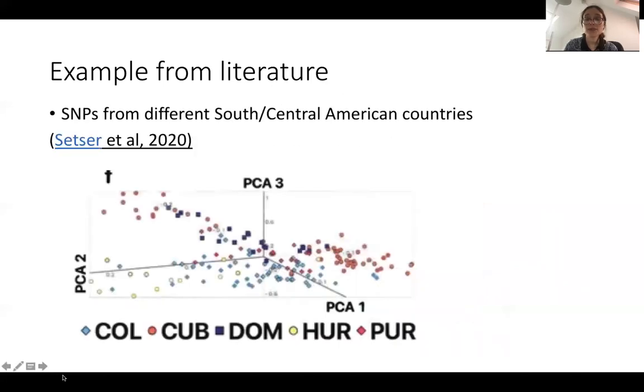Here's another example from the literature. In this case, they looked at genotypes of different individuals from South and Central American countries. And they graphed it across 3 different principal components. As you can see, there's some separation based on the country of origin of the individual. For example, individuals from Cuba and the Dominican Republic tend to be up here.